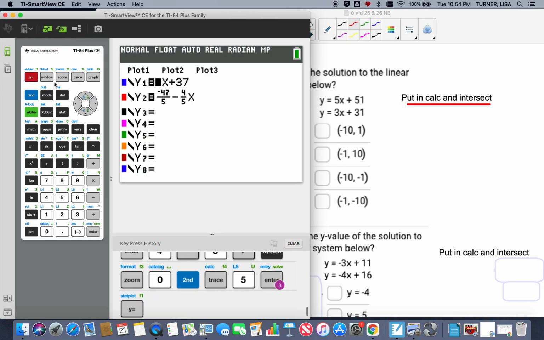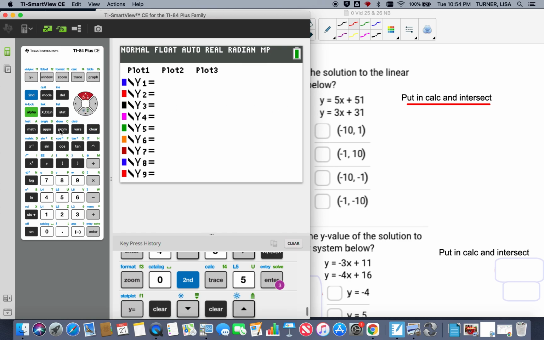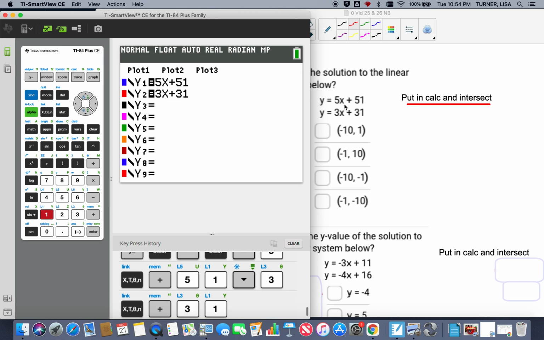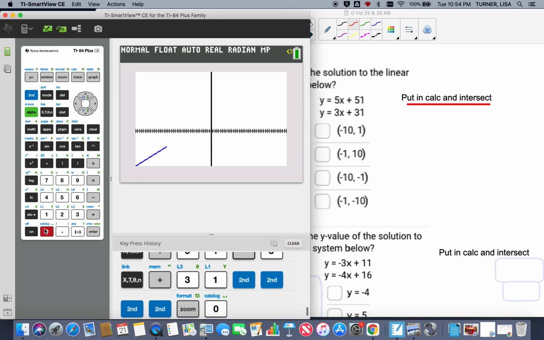Go to y equals, and we're clear and clear. And we're going to put in 5x plus 51. And we're going to hit the down arrow, and we're going to put in 3x plus 31. So I'm just double checking that I typed them in correctly. They're ready to go. We're going to be so happy when we get equations that are ready like this. And I'm going to hit, sorry, I'm going to hit zoom, and I'm going to hit 0.